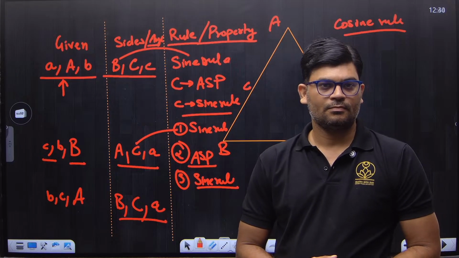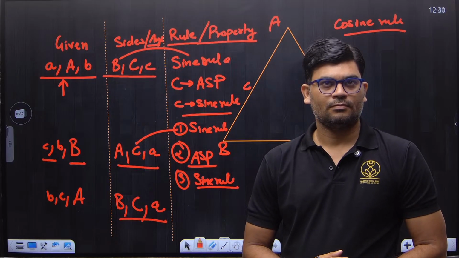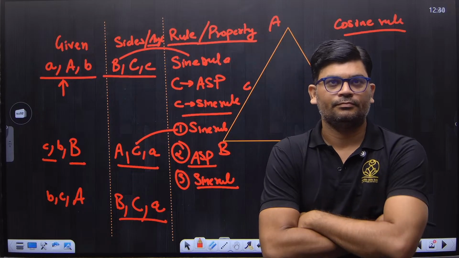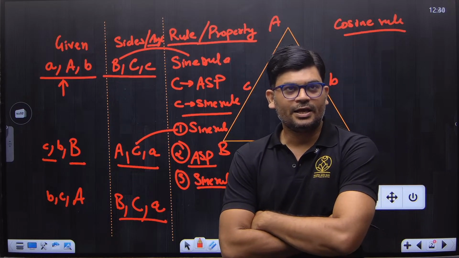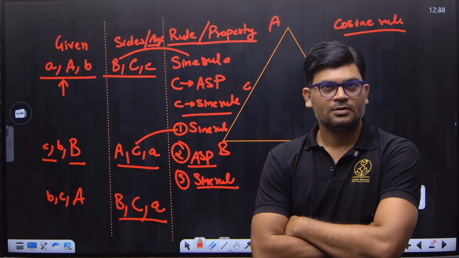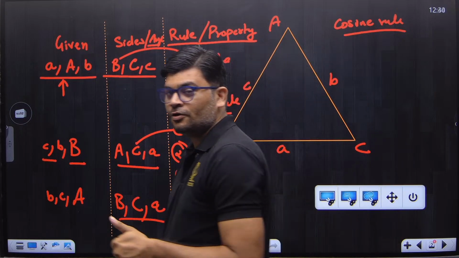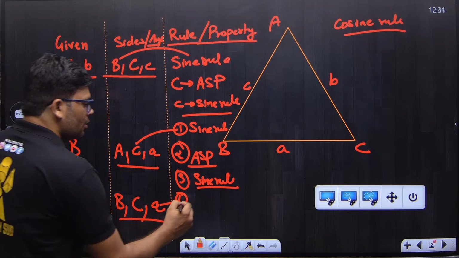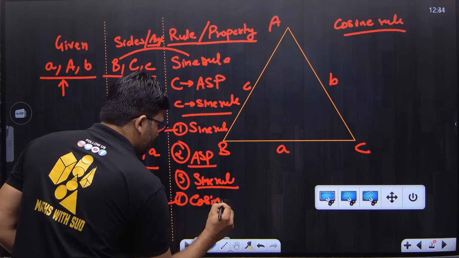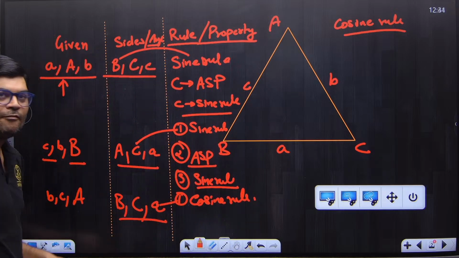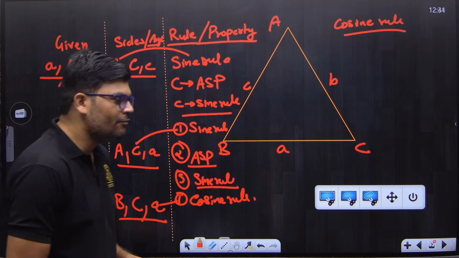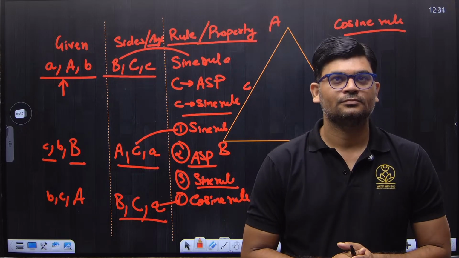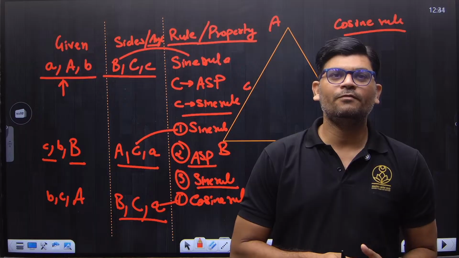First you'll find side A. Very good. First you will find side A. So side A can be found using which rule? Cosine rule. Okay, after finding side A, what is the next thing that you will find? So now you have all the sides and angle A. So now you'll find angle B. Angle B, how you will find?